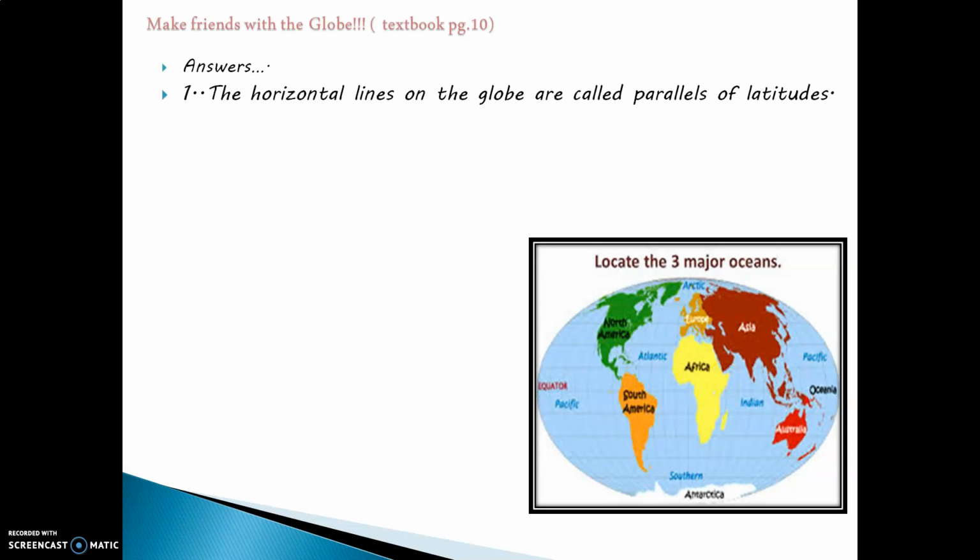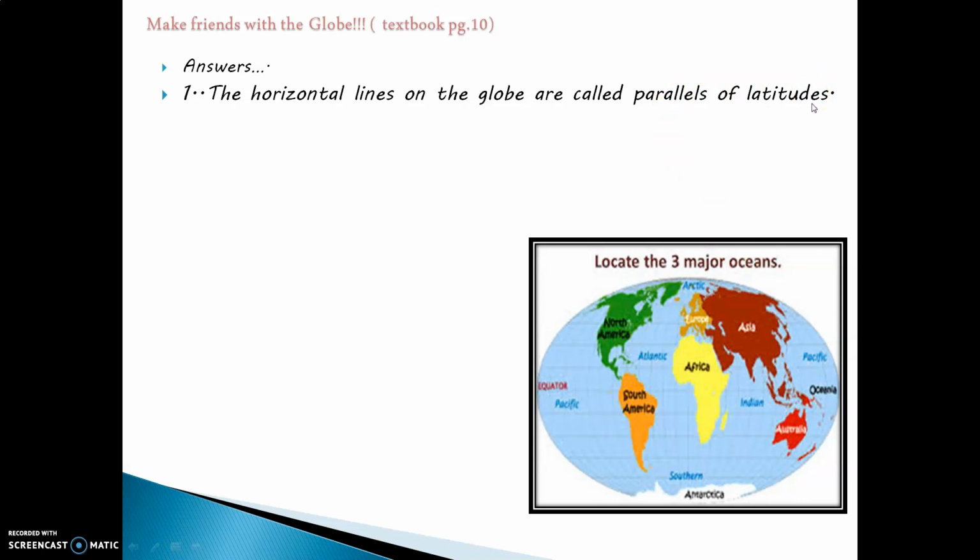The first question says, what are the horizontal lines on the globe called? All of us have studied that horizontal means the sleeping lines. You can see the sleeping lines on the earth. These are called the parallels of latitude. We have learned this in chapter 1.